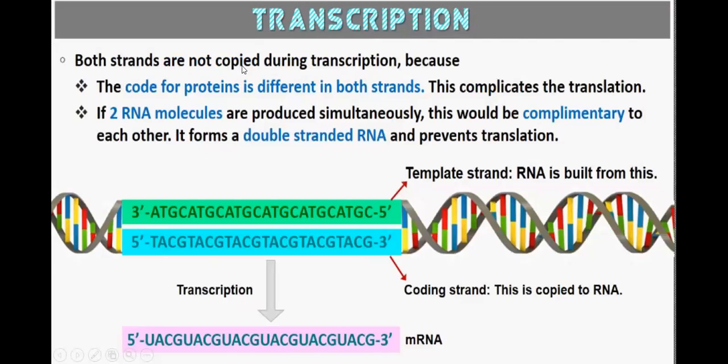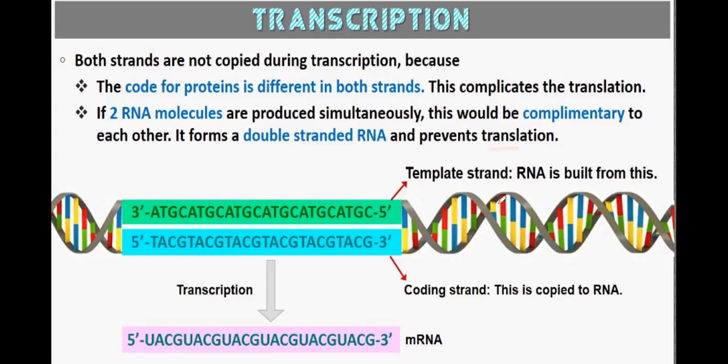Both strands are not copied during transcription. Out of the template strand and coding strand, only the template strand is copied, not both. Why? Because the code for protein is different in both strands. In the coding strand, the code of protein will be different than the template, so this complicates the translation. Therefore, only one strand is copied. If two RNA molecules were produced simultaneously, they would be complementary to each other. They would form double-stranded RNA and prevent translation.